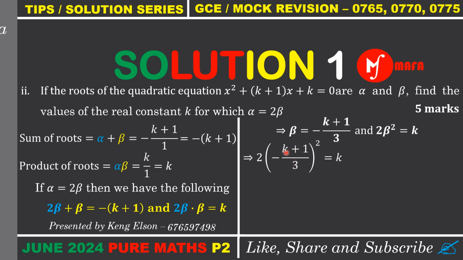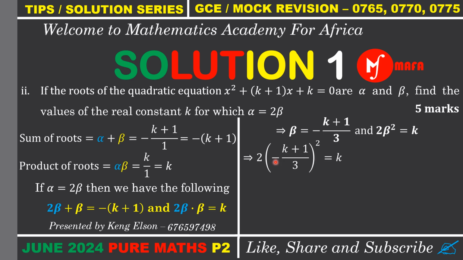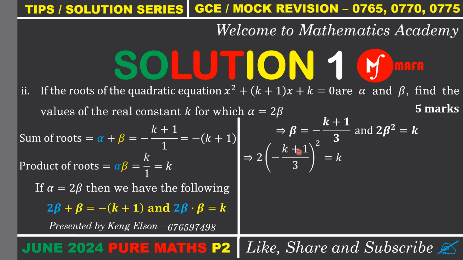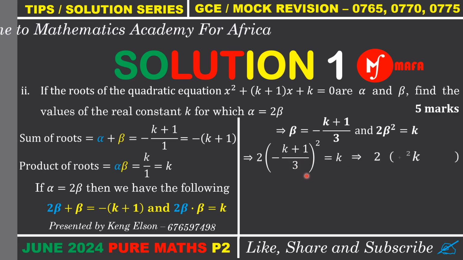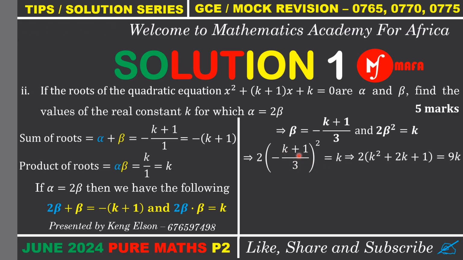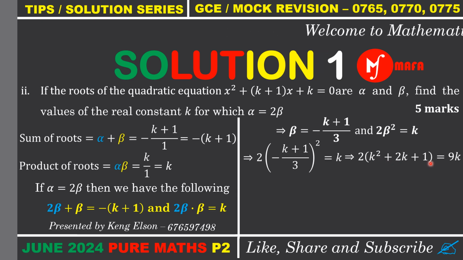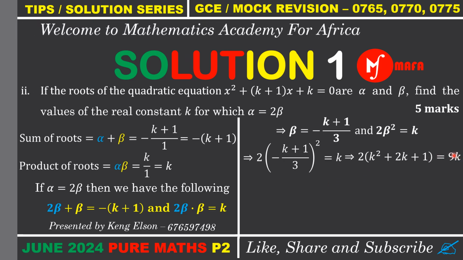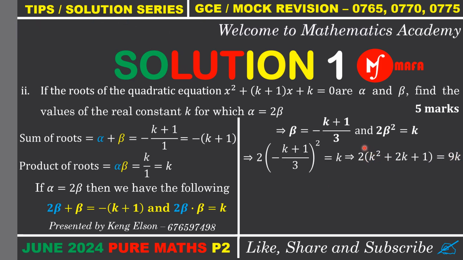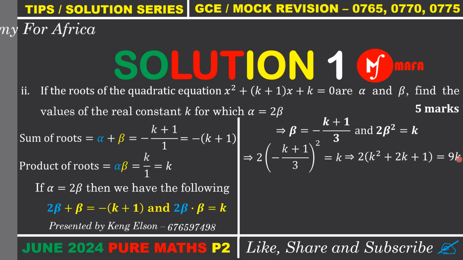Now we are going to square k plus 1, then we are going to square 3 and just cross multiply. Then 2 will multiply the k plus 1 all squared, and when we square 3, it stays in the denominator. So when we square k plus 1, we get k squared plus 2k plus 1. When we square 3, we get 9. Since it's in the denominator, we cross multiply. We have 9 times k to give us 9k. Now this is going to give us 2k squared plus 4k plus 2 equal to 9k.